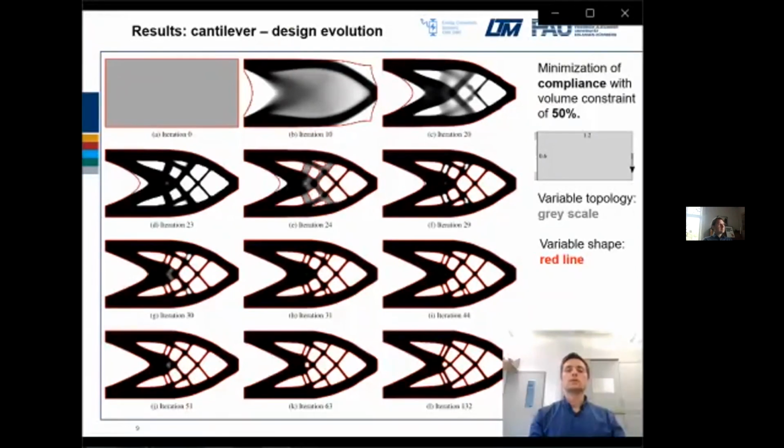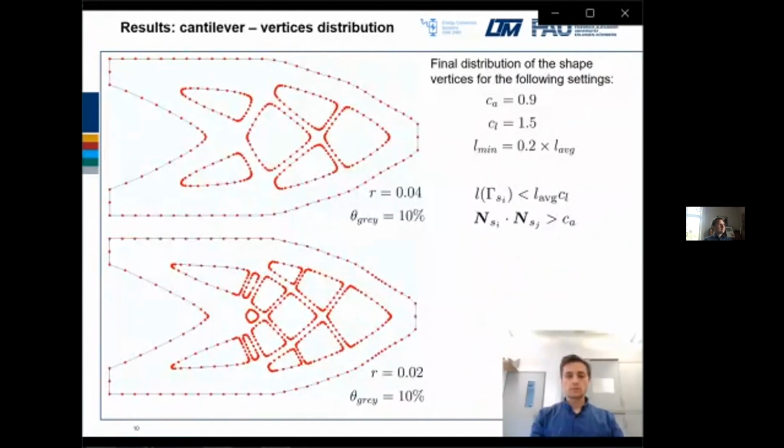In iteration 132, the optimization converged with a smooth design. On these images, a distribution of the shape vertices is shown for two selected final designs. Higher concentration of the vertices at regions with higher curvature was possible thanks to adaptive shape refinement based on two criteria, the curvature criterion and the length criterion.